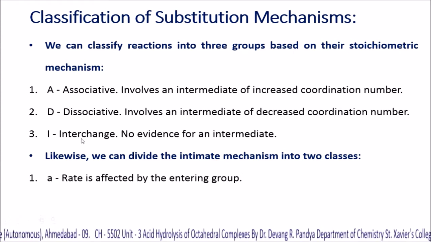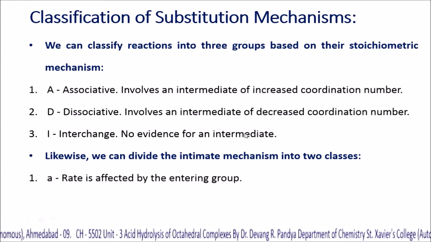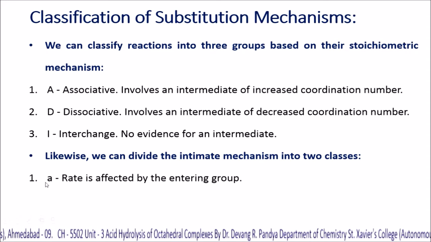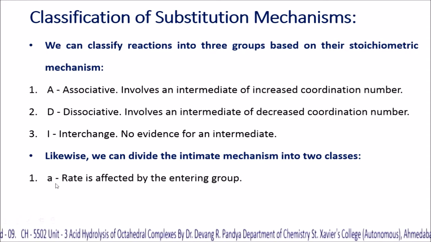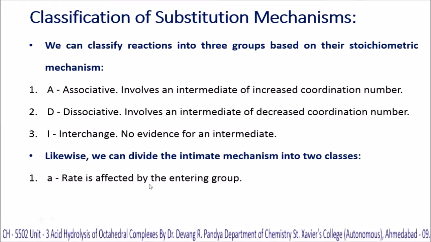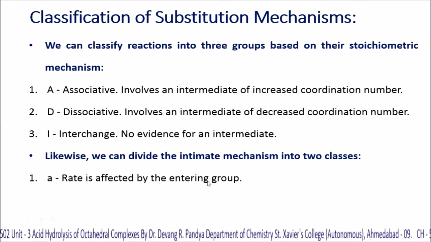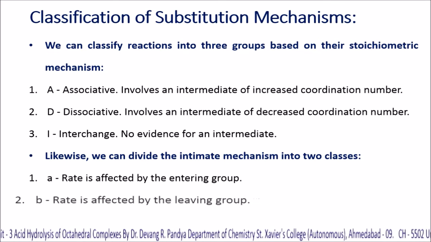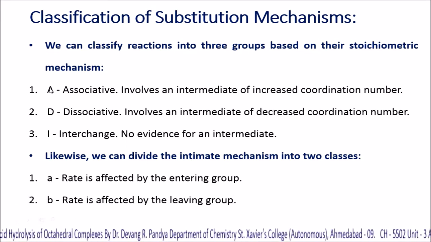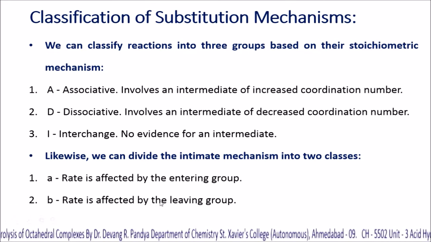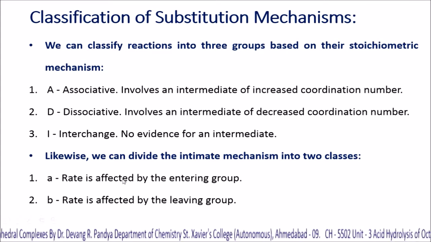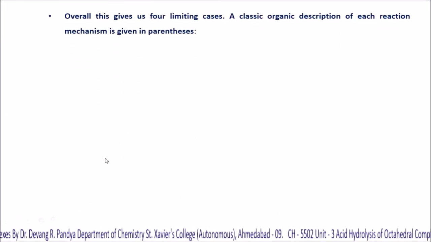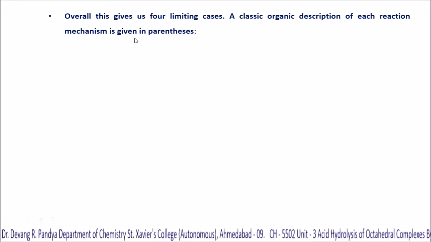Likewise, we can divide the intimate mechanism into two classes. If it is an interchange and there is no evidence of an intermediate, it may be referred to with a small a instead of a capital A. With small a, the rate is affected by the entering group, so it is the interchange associative mechanism. And with d, that is dissociative, the rate is affected by the leaving group, so it is the interchange dissociative mechanism, that means Id. That way we can classify the reaction mechanisms. Overall, this gives us four limiting cases.